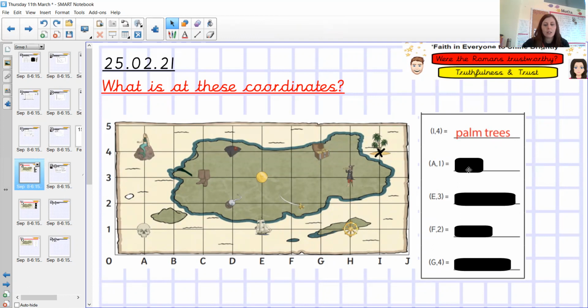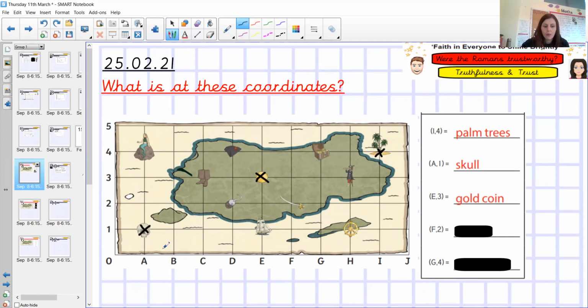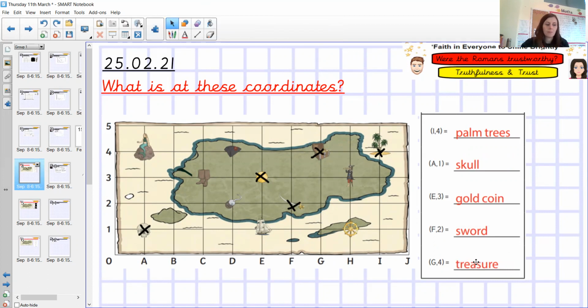Okay, so you should have had a little go at that one. At A1, you should find the skull, which is here, which is excellent. Then you did E and you went up 3, so we should have found here a gold coin. Then you should have gone F and 2, so you should have the sword under here for you. And the final one I asked you to look for was G at 4, and you should have found the treasure.